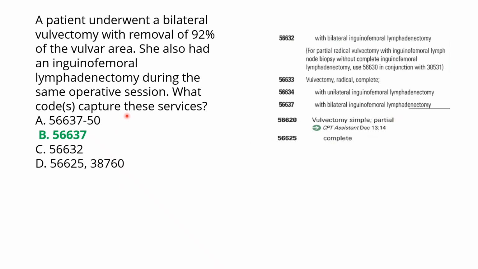And remember, when the language of the code includes the word bilateral, there is no need to write the modifier 50 separately. So option A goes away. 56632 is a bilateral inguinal lymphadenectomy, but it is for the partial. And this one is complete. I mean, it does talk about the complete vulvectomy, but it doesn't include the lymphadenectomy, and in our patient case it has happened, so B is the correct answer.